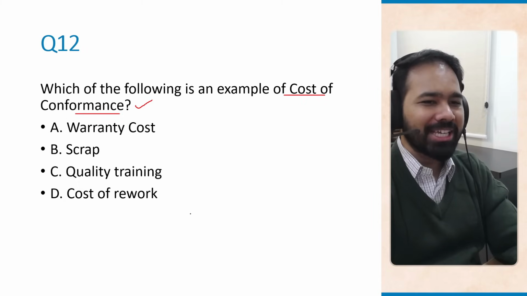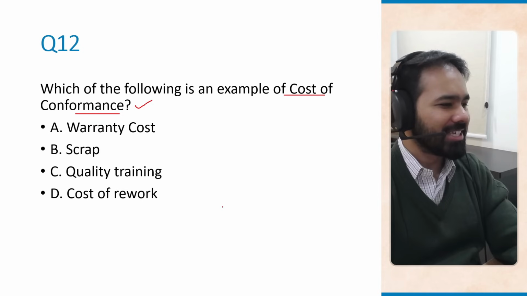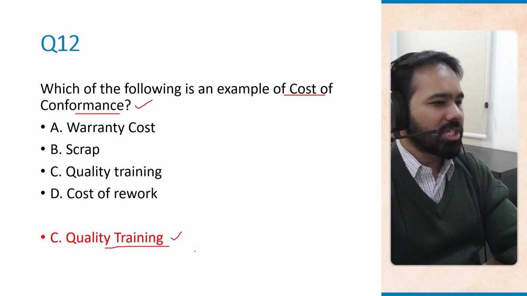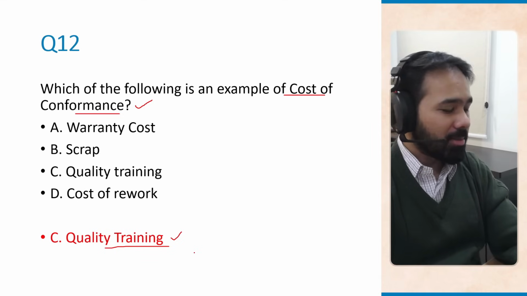So, what do you think is cost of conformance here? The correct answer is quality training, right? So, as I mentioned, this is a proactive cost, and you do quality training to ensure, as a proactive measure, that quality is not subpar, quality is as high as it can be.